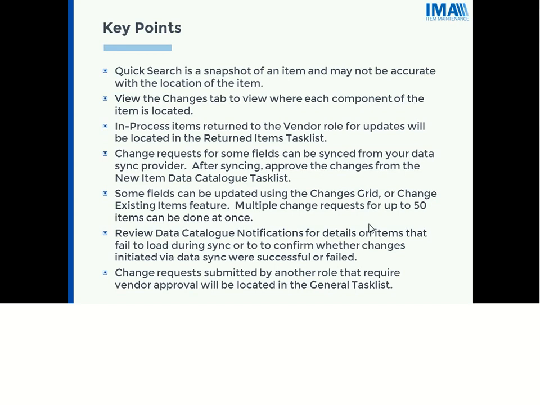Some fields can be updated using the Changes grid or the Change Existing Items feature. Multiple change requests for up to 50 items can be done at once. Review data catalog notifications for details on items that fail to load during sync or to confirm whether changes initiated via data sync were successful or failed. And finally, change requests submitted by another role that require vendor approval will be located in your general task list. I know we covered a bunch of different topics, and there's not too much that you can say about some of them, so I just wanted to give an overview of everything that we covered today.